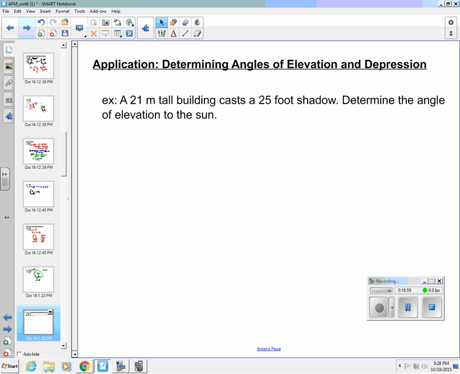Alright, so this will be the last thing we're doing with the notes, and then we'll be working on your practice set after this. It's using this in some application problems like we did yesterday in class. Instead of finding side lengths or finding heights, we're going to actually be finding the angles of elevation and depression. So this question, we have a 21-meter tall building casts a 25-foot shadow. We want to find the angle of elevation to the sun. So same idea as the problems we did in class yesterday. We're going to start by drawing a picture.